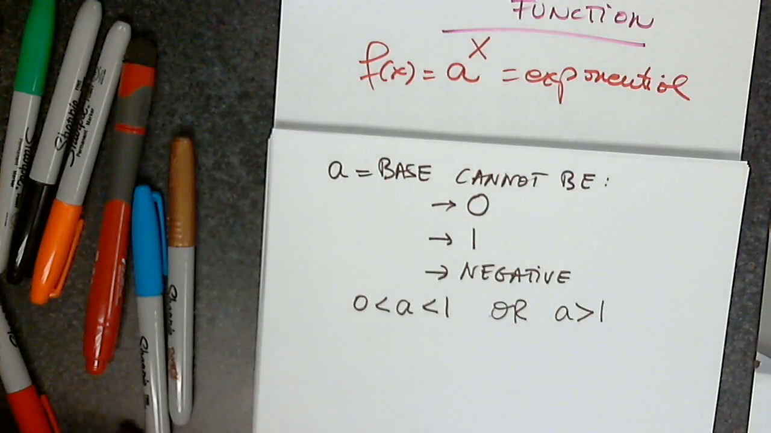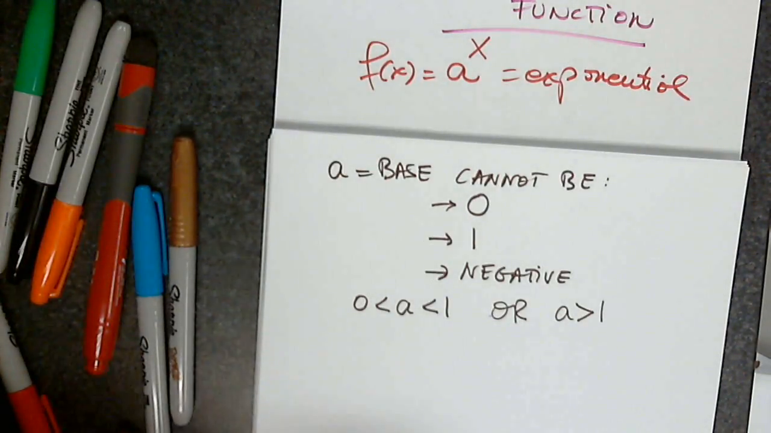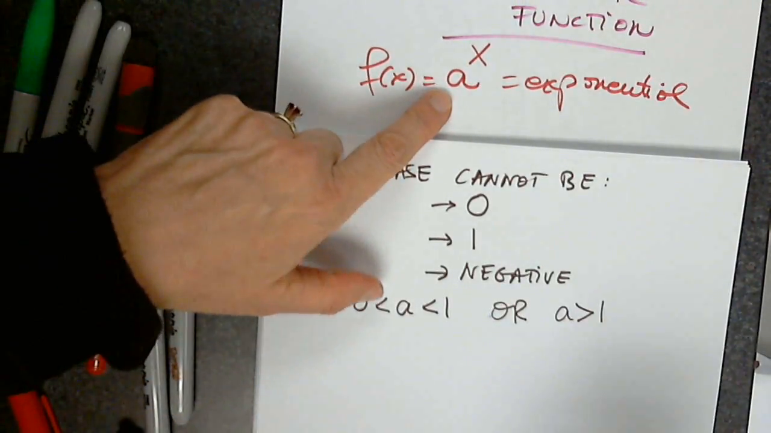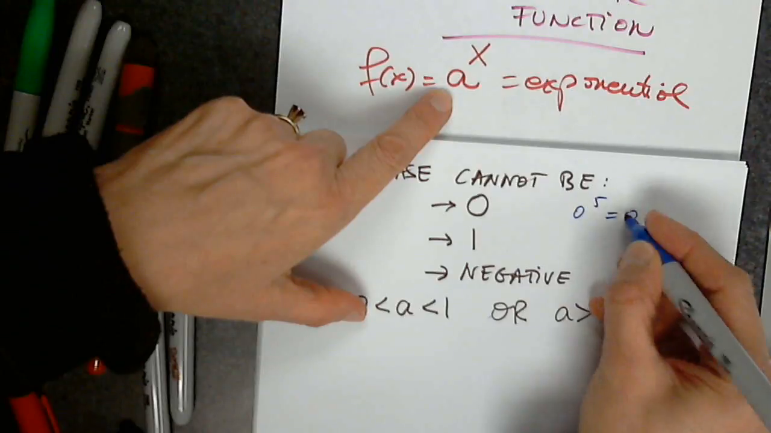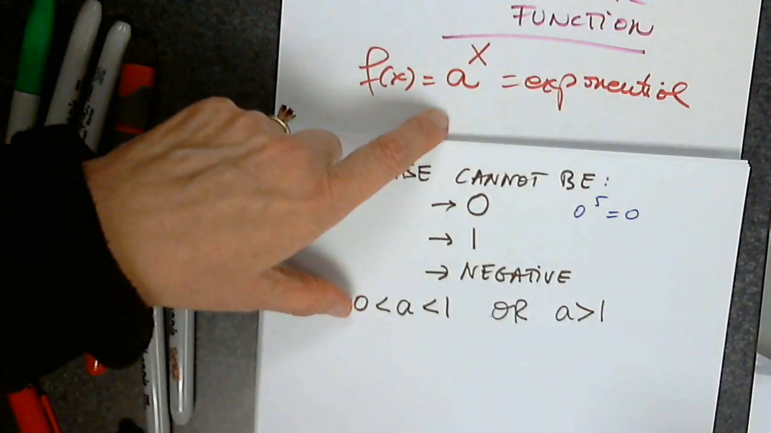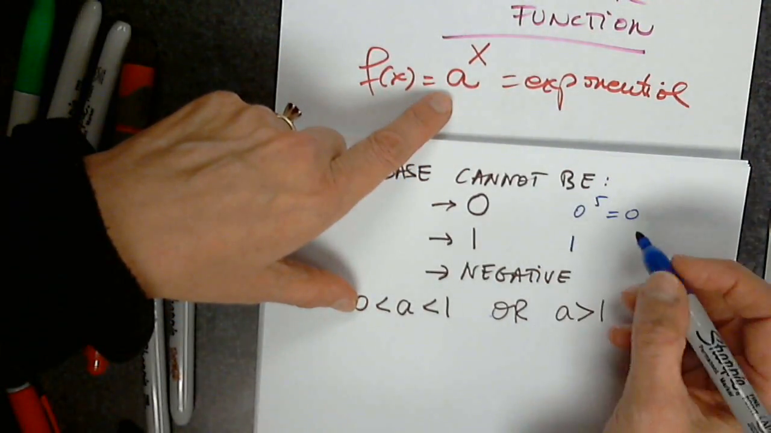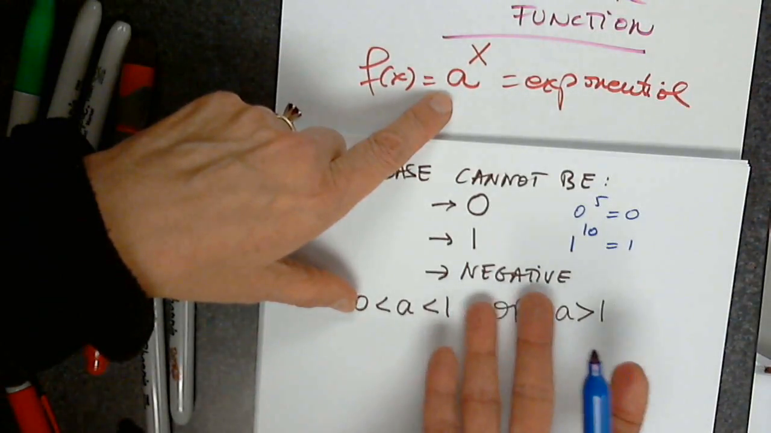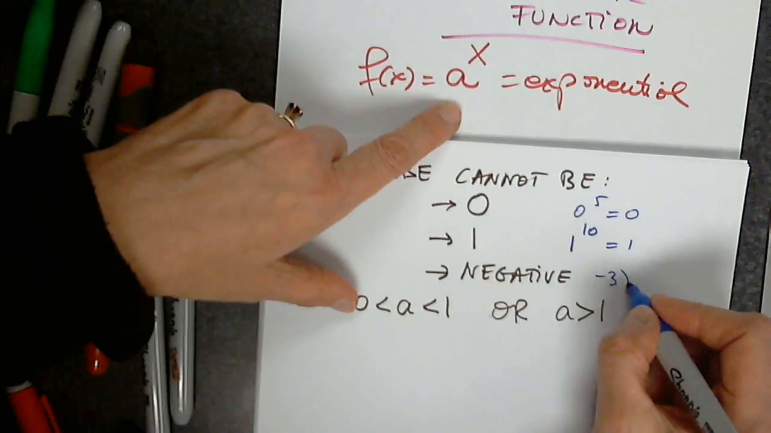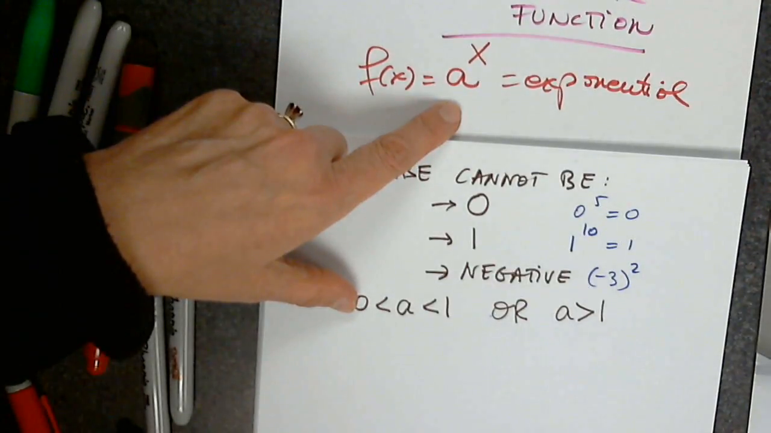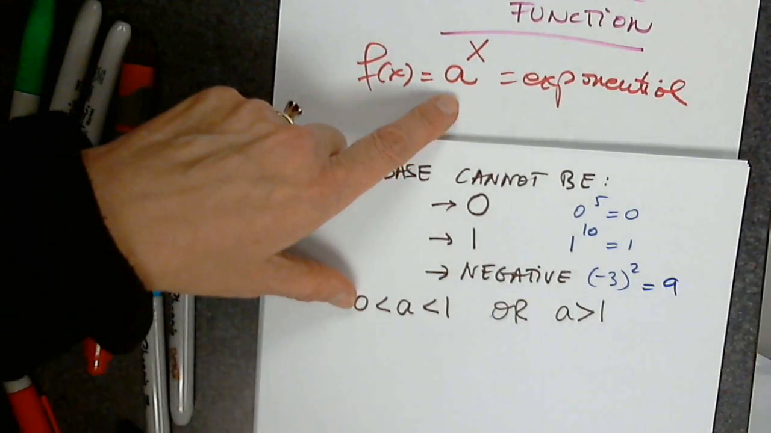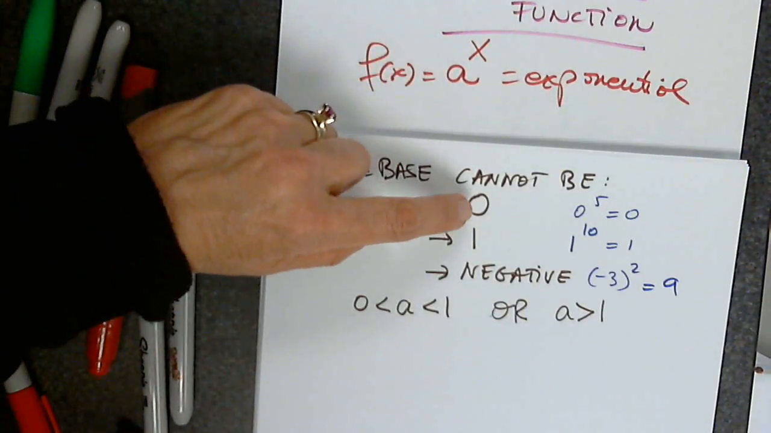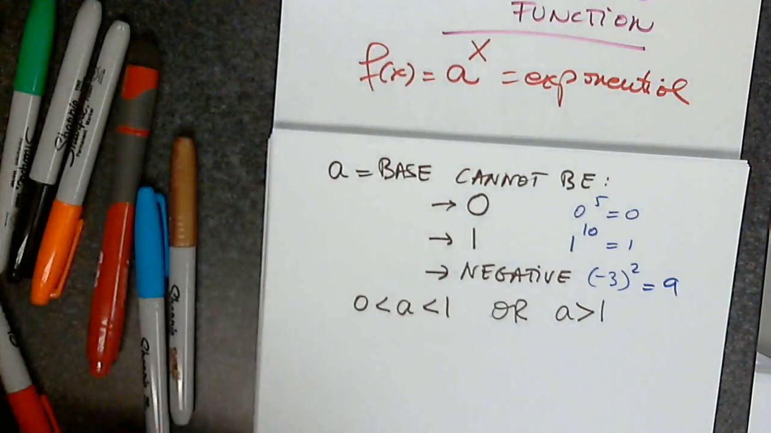And the obvious question is this. Why? Why the base cannot be 0? I can raise 0 to the 5th power and I get 0. Why the base cannot be 1? I can raise 1 to 10 and I get 1. Why the base cannot be -3? I raise -3 to the 2nd power and I get 9. All these numbers exist. So why can A not be 0, 1, or negative?